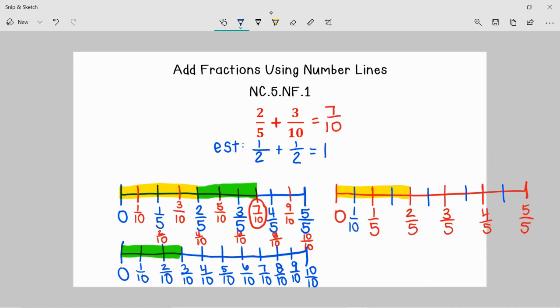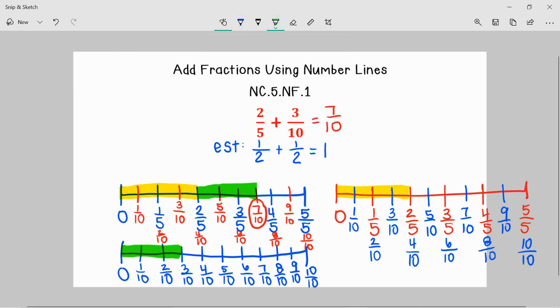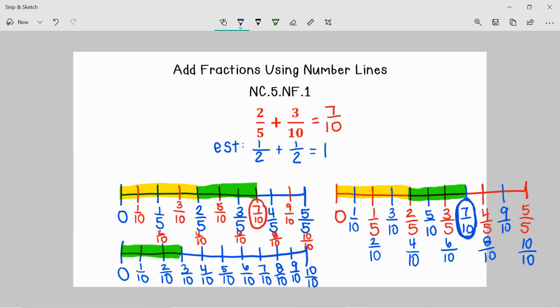So I'll go back and label this would be 1/10, 2/10, 3/10. Here's where I can see that 2/5 is equivalent to 4/10, 5/10, 6/10, 7/10, 8/10, 9/10, and then of course here was 10/10. And so we can see 2/5 is equivalent to 4/10. And now that this number line is split into tenths, I could just go ahead and add on the 3 additional tenths. So 1, 2, 3, and that gets us to 7/10 like we had seen before. So we get the same answer, but we just worked with this one number line.